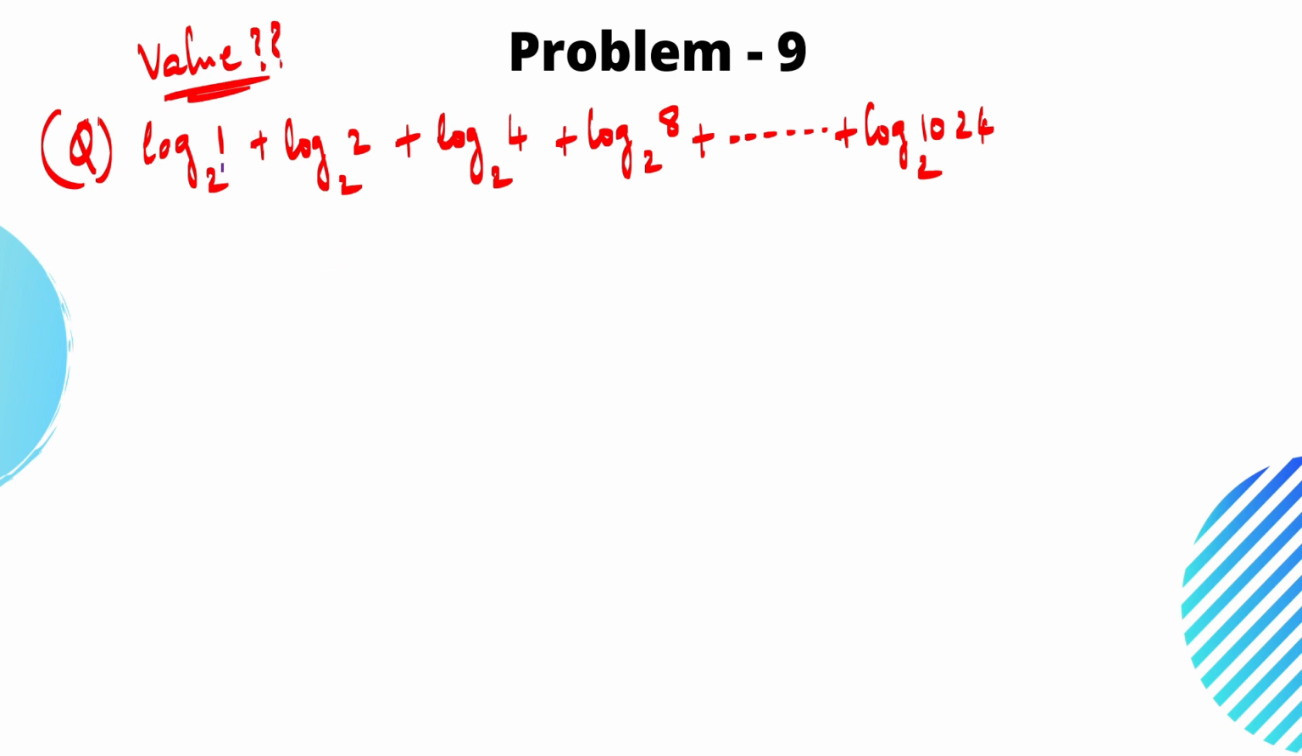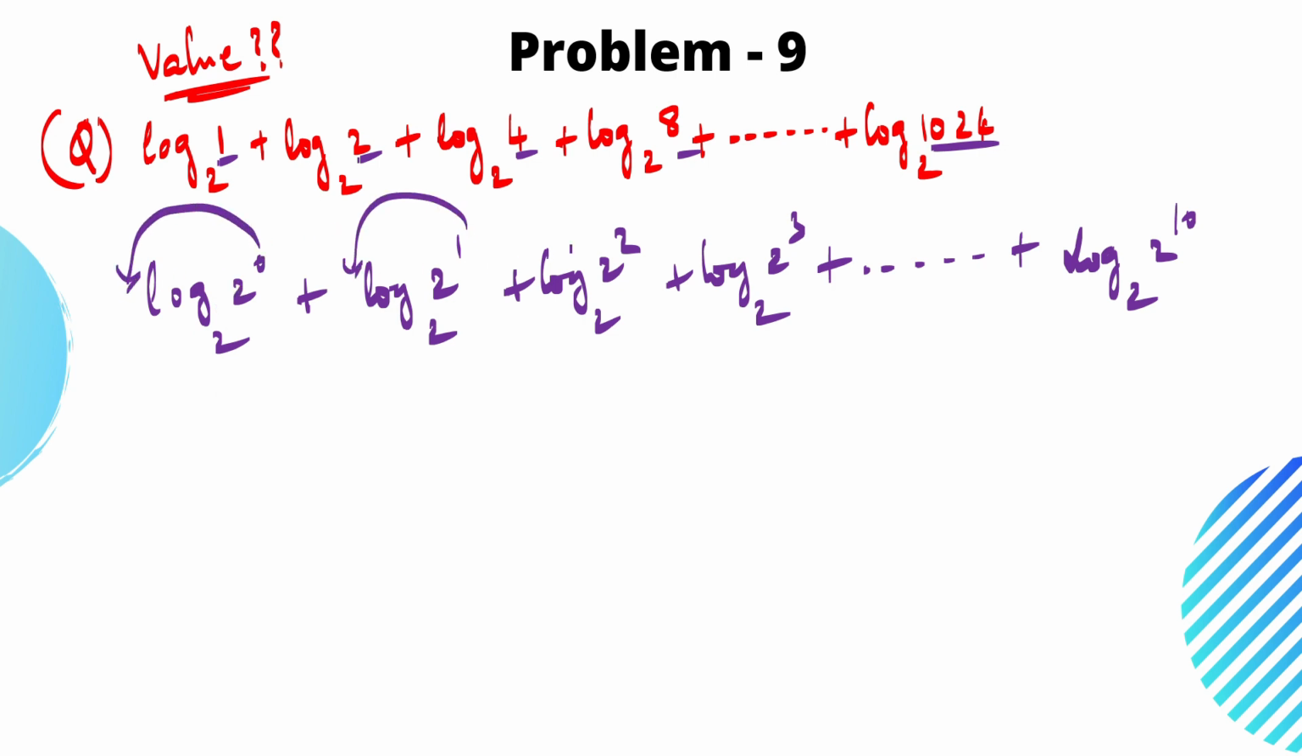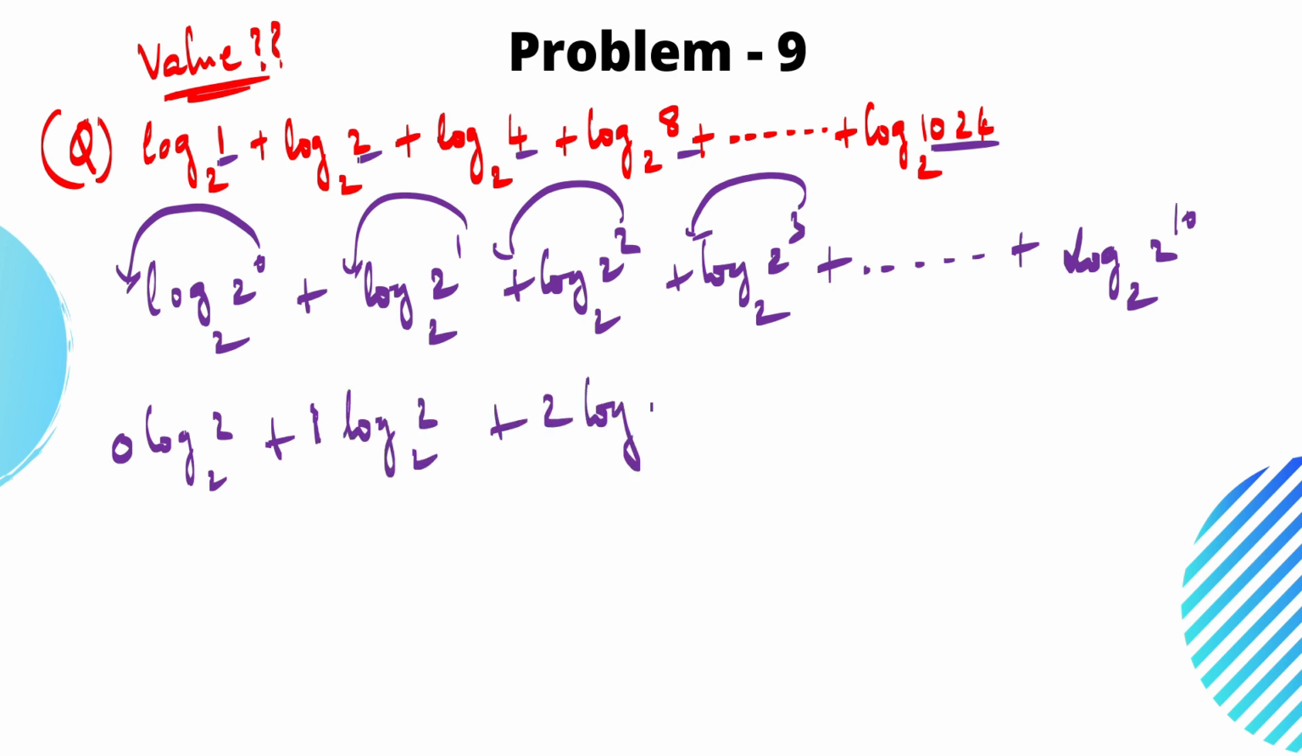If we observe this 1, 2, 4, 8 and this 1, 0, 2, 4, we can make them as powers of 2: log 2 power 0 to the base 2 plus log 2 power 1 to the base 2 plus log 2 square to the base 2 plus log 2 cube to the base 2 and so on till log 2 power 10 to the base 2. Alright, and what happens here? The powers come in front, so we can make it 0 into log 2 to the base 2 plus 1 into log 2 to the base 2 plus 2 into log 2 to the base 2 plus 3 log 2 to the base 2, so on till 10 log 2 to the base 2.